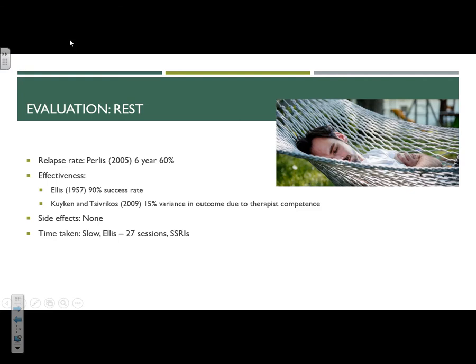And time taken: it is very, very slow. Ellis found that the average number of sessions was about 27, in comparison to SSRIs, which are a drug treatment which increase levels of serotonin in the brain. I think we briefly touched on that. They work incredibly quickly and are far, far cheaper than rational emotive behavioural therapy.